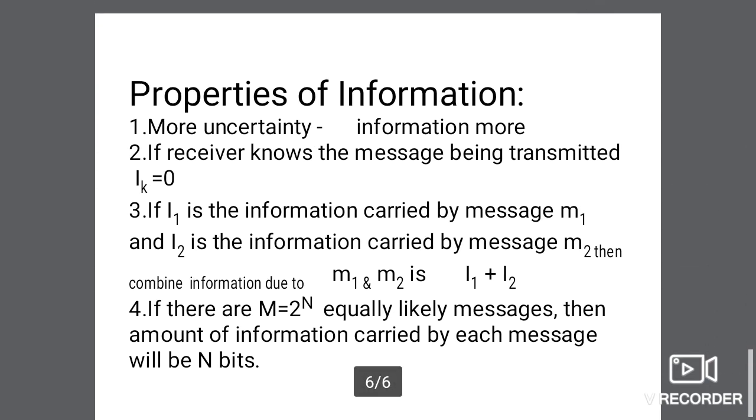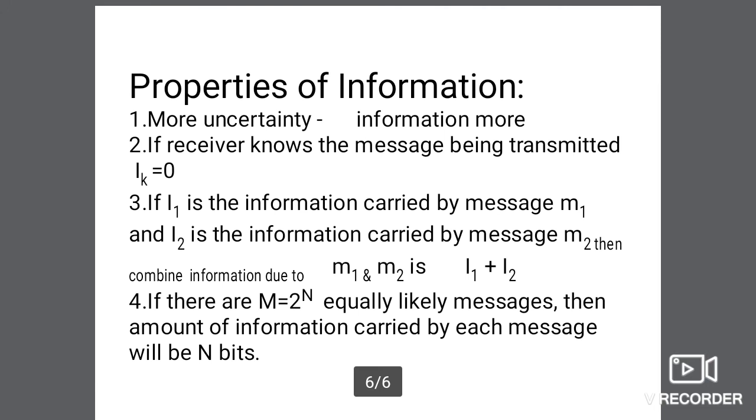Here are some properties of information we can discuss. First, more uncertainty means more information. If there is more uncertainty about the message, the information carried is also more. This is the last example: it will snow in Ajmer next winter.